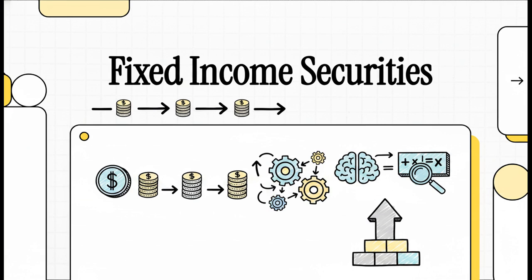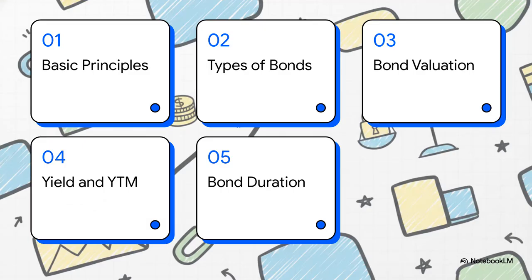Seriously, once you grasp the underlying mechanics, you don't have to memorize a single thing. So today, we're skipping the rote memorization altogether. We're going to build a mental framework that's so rock solid, all those intimidating formulas are just going to feel like common sense. Here's our roadmap for this explainer. First, we'll cover the basic principles of bonds, then look at the different types of bonds, dive into bond valuation, figure out yield and YTM, and finally, wrap up with bond duration.